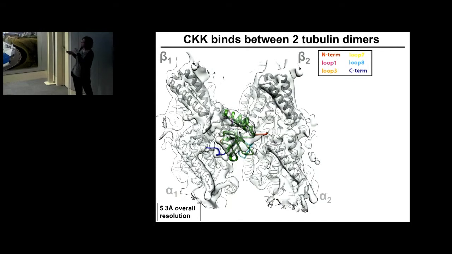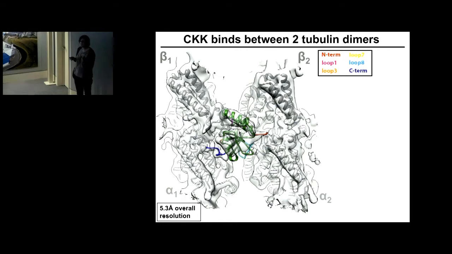What you will probably be spotting is that although the overall resolution of our reconstruction was about 5 angstroms or so, actually the density corresponding to the CKK domain was a bit worse than that. We typically see that our overall resolution is dominated by the tubulin density, which is nearly always better than our binding protein. Nevertheless, we can see very clearly the way in which the CKK domain docks within this density, and this already tells us some interesting things about what we know about the biology and functionality of CAMSATs.